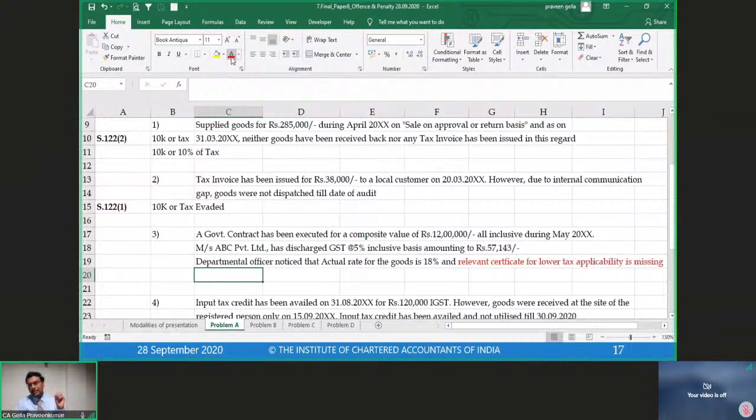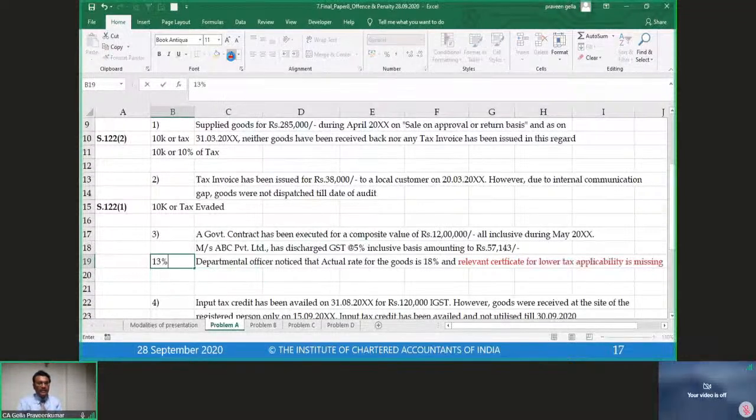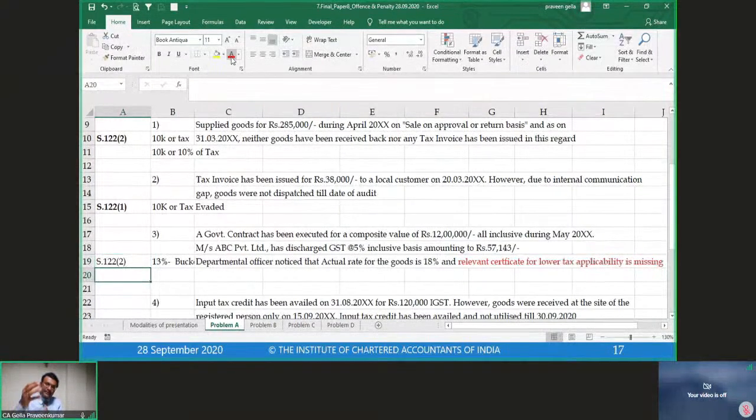As per the law, this is just an example taken for academic purposes. Assuming that there is a certificate to be obtained where my regular rate of tax comes down from 18% to 5%. I have supplied the goods, but I have failed to collect that certificate. When I fail to collect that certificate, the differential tax of 13% comes into non-payment, bucket number 4. Bucket number 4, non-payment of tax. Again, section 122(2) comes into the picture, where again the department officer will say you have an intention to evade payment of tax. You pay either 10,000 or the tax, whichever is higher, for the differential amount.